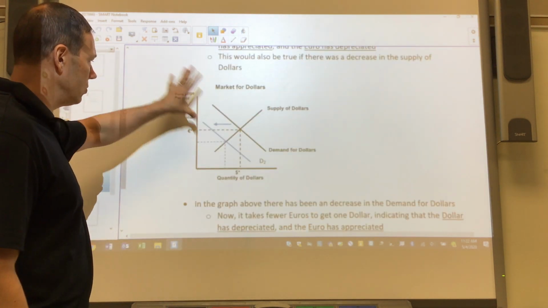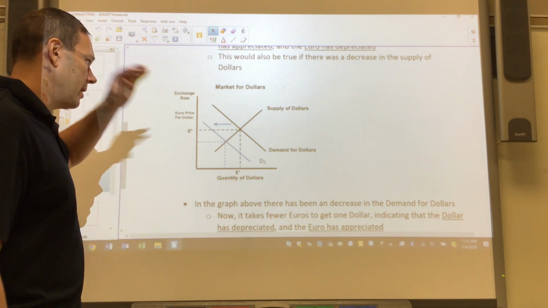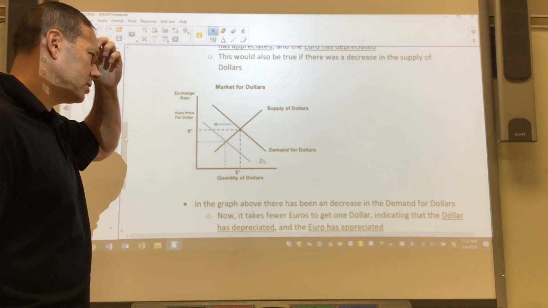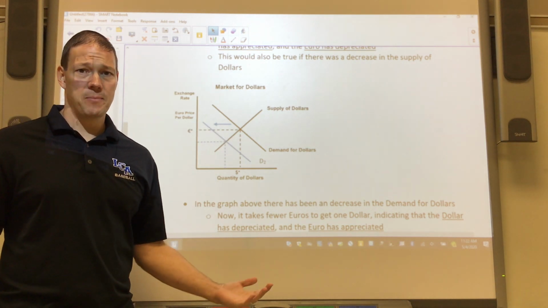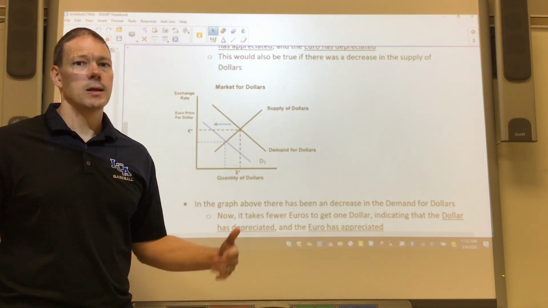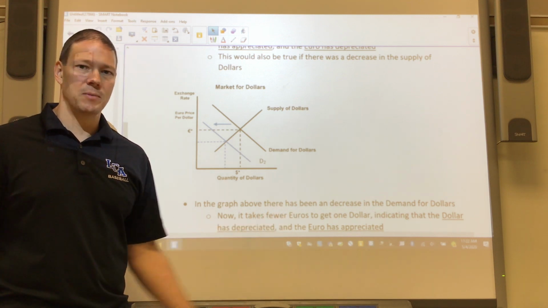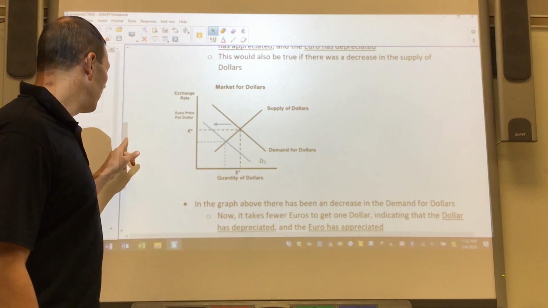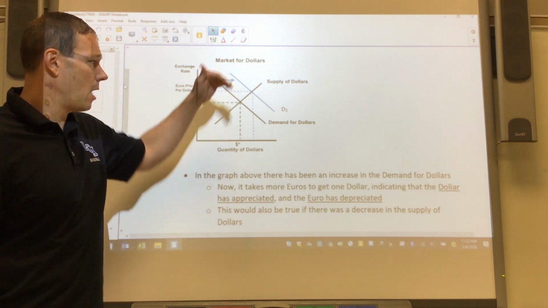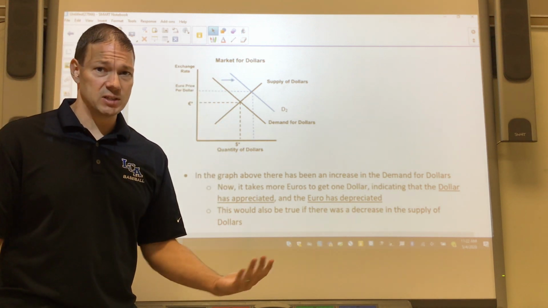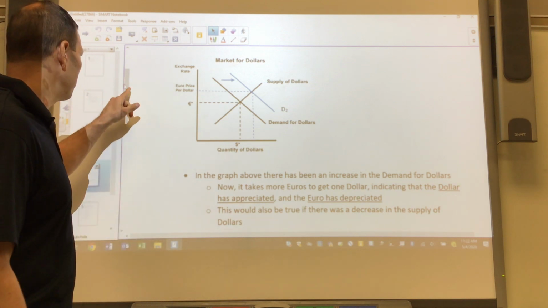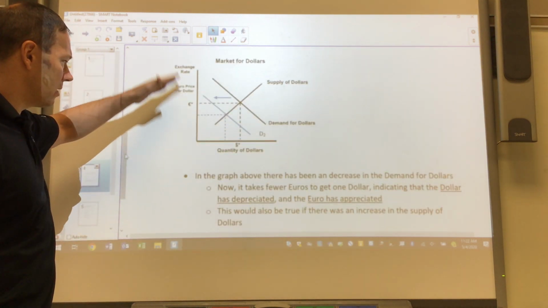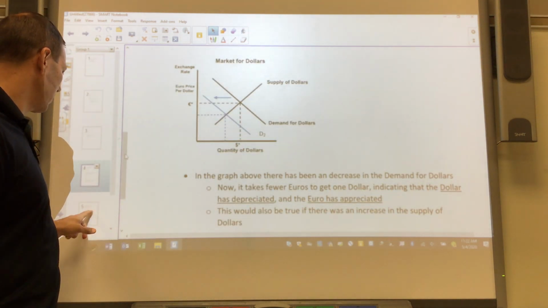Now, if you get confused with the axis, just think about it logically. Here, the demand for the dollar has decreased. If the demand for anything decreases, guess what? It's less valuable. If nobody wants something anymore, it's not as valuable. On the other hand, if the demand for the dollar, just like the demand for anything, increases, if more people want it, it's more valuable. Same is true of the dollar here. So if you get confused by the numbers and the axis, you can always think through it that way as well.